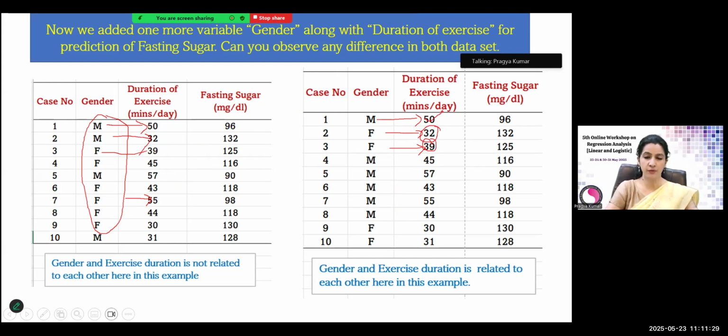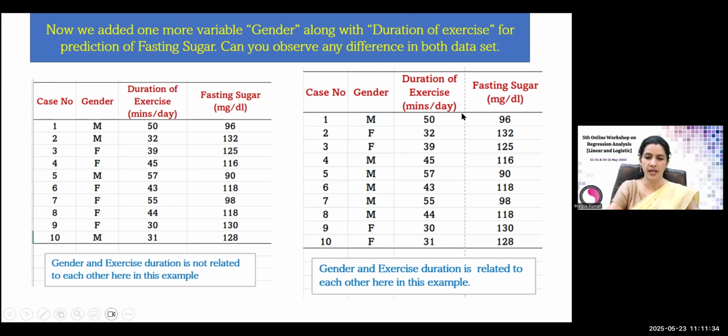That's why if you just see the relationship between the exercise, the gender and the fasting blood sugar, you may say that males are having less fasting sugar and females are having more fasting sugar. But when I have taken one more variable, which is the duration of exercise, then this is the confounder. Why is this a confounder? Because males are exercising more. So it is not because of gender that they are having this fasting blood sugar, but because they are exercising also. That's why you can see this fasting blood sugar is less.